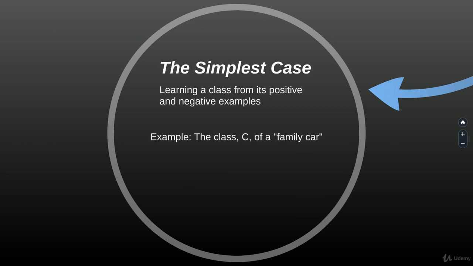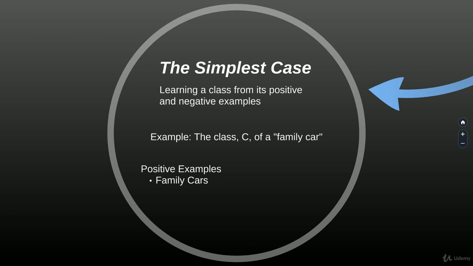So in this example that we're going to use for our simplest case, we are going to be trying to learn the class C of a family car. So we are training a machine learning network to distinguish between family cars and non-family cars.